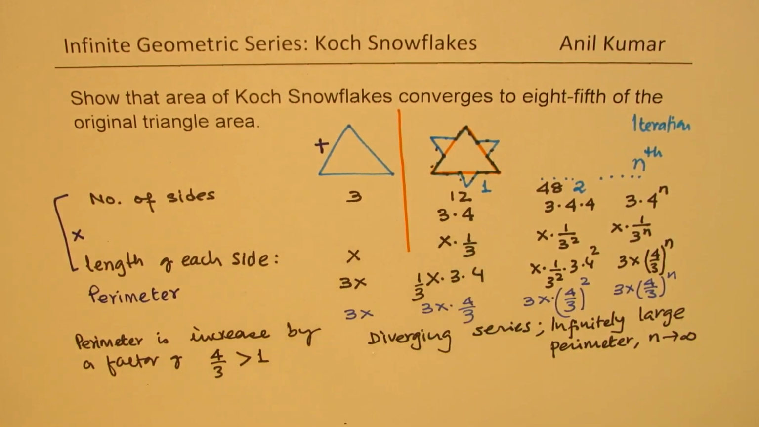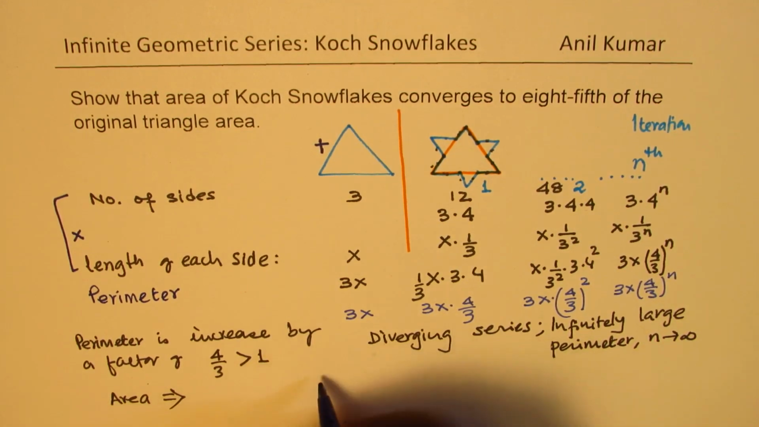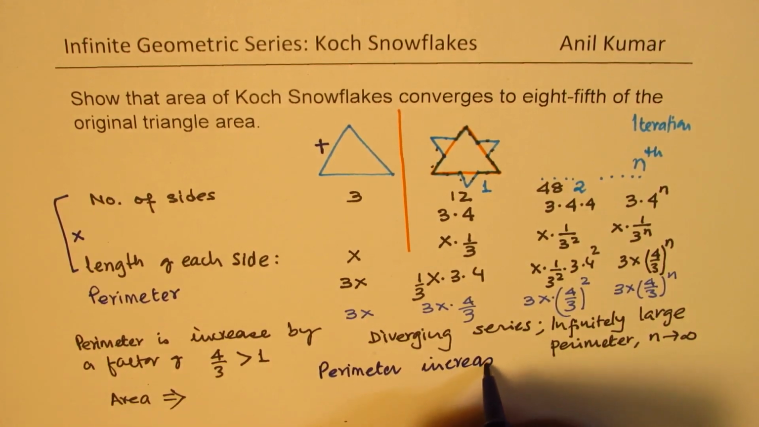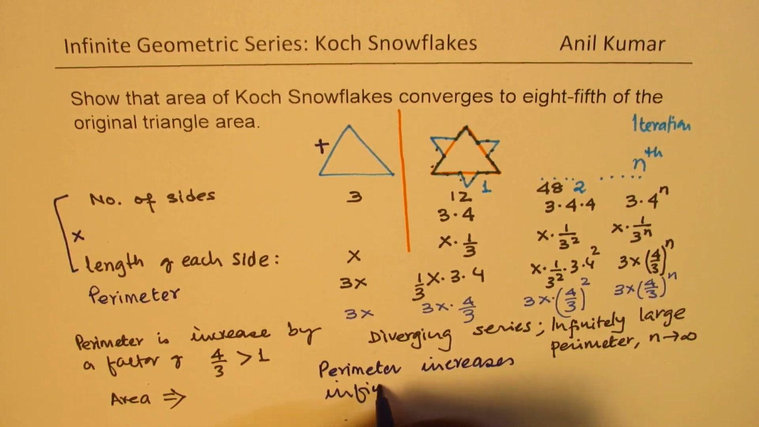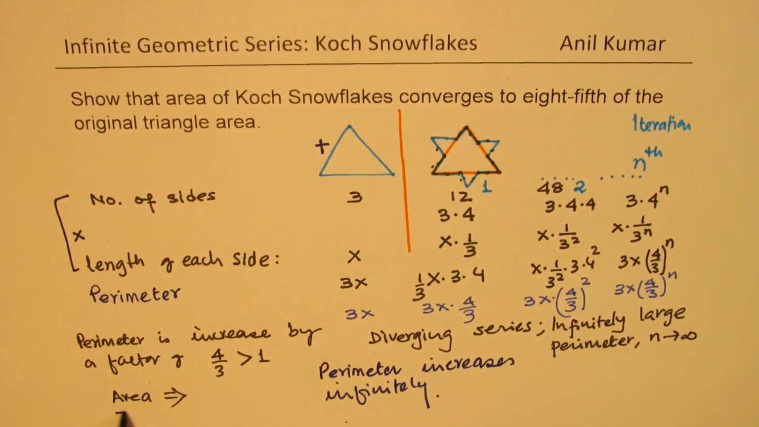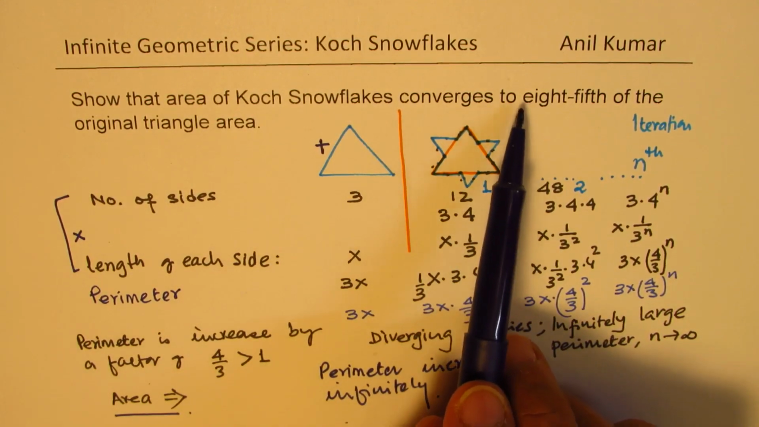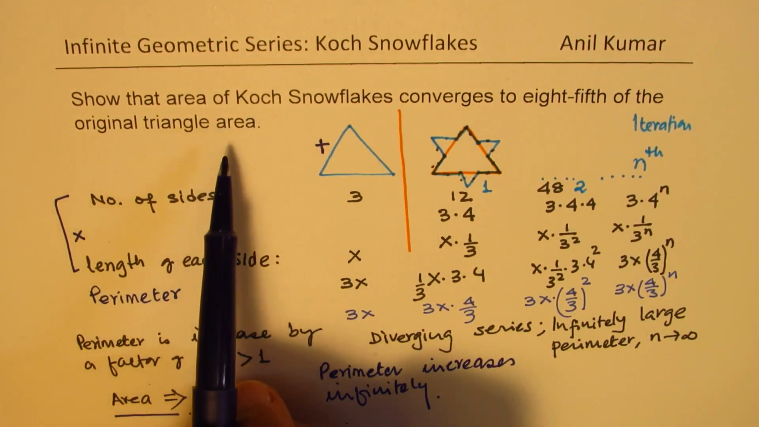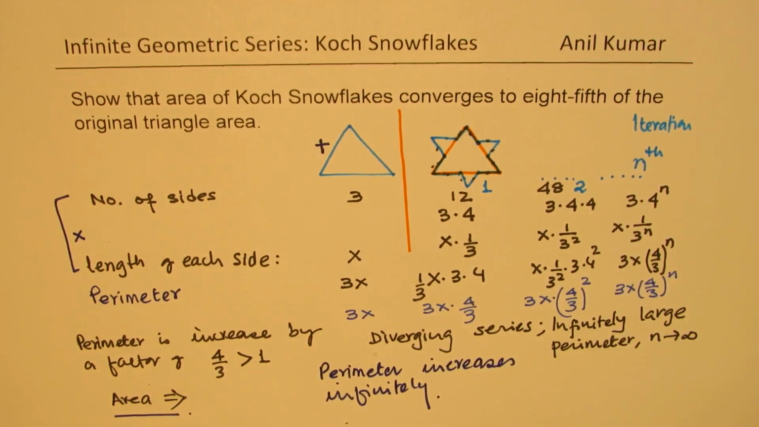Now let us check the area of this system. So now we'll talk about area. What happens to the area? This is what we'll look into in the next part of the video, right? So we have understood one thing, that the perimeter increases infinitely, right? So we can conclude here, perimeter increases infinitely. And now we'll talk about area. The question says that the area is 8/5 of the original triangle area. So that is a part now which we are going to look into.